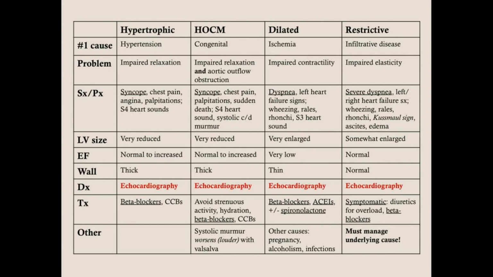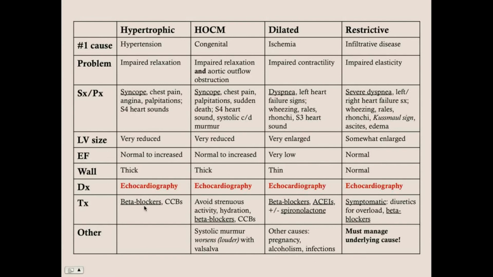The walls for hypertrophic and HOCM will be thick. For dilated, it'll be thin. For restrictive, it'll be normal. But again, we're talking about not the thickness or thinness of the wall in restrictive. We're talking about the composure of the myocardium. It's infiltrated. For all of these, when we suspect them, the diagnostic modality of choice is echocardiogram.